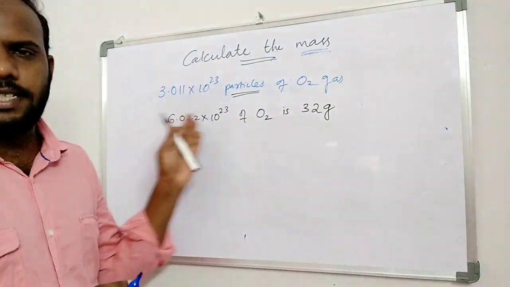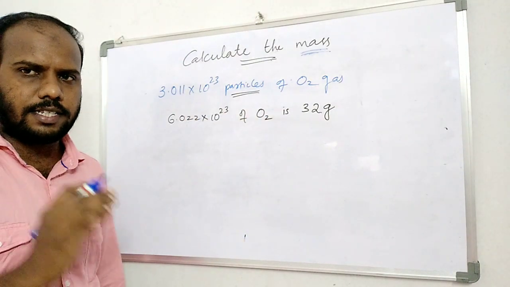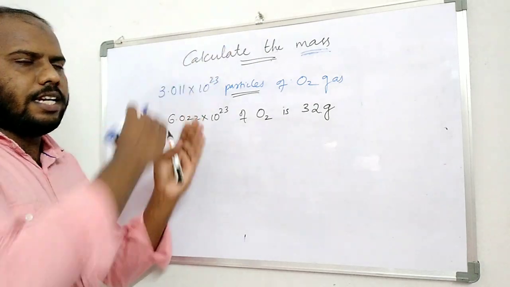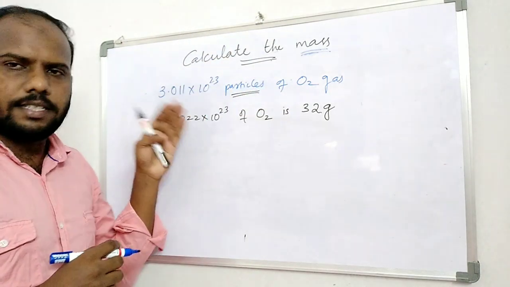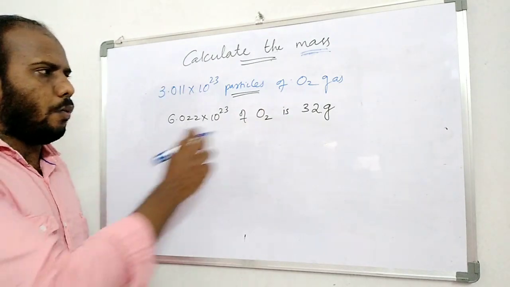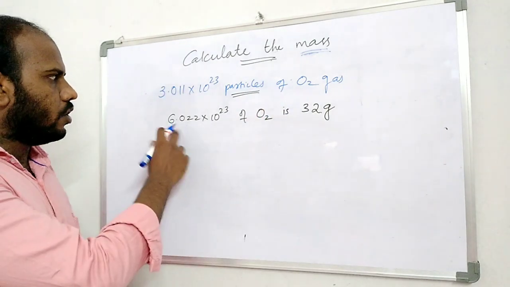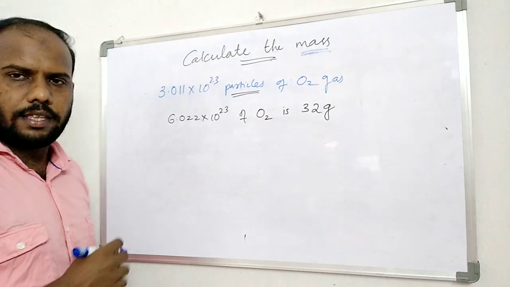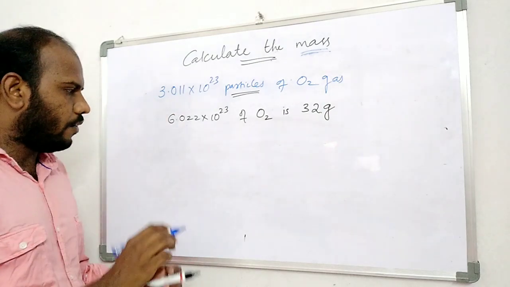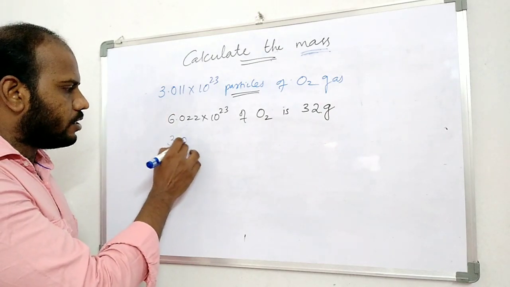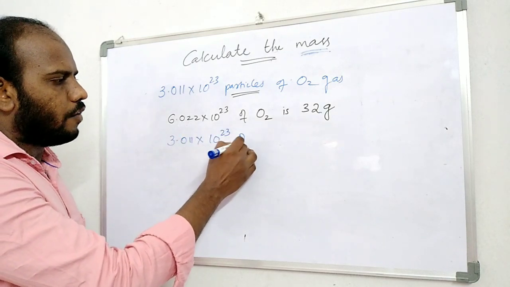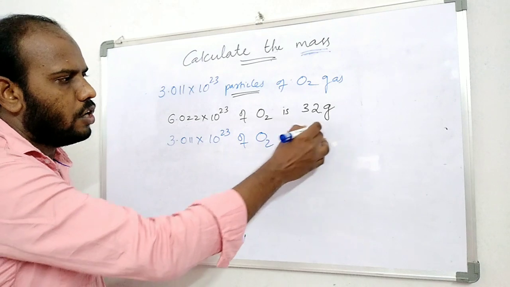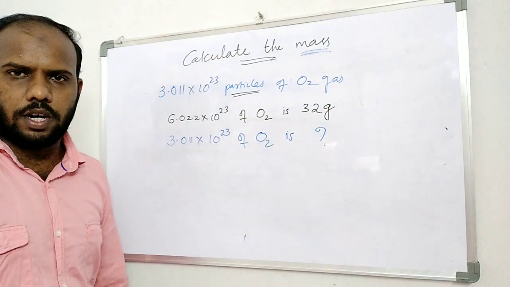So we have taken the standard values. Understand the steps: first step, find out the relation. Second step, from the relation, write the standard value. So we have written. Next, go to the question. The question provided 3.011. So what will you write here? You write: 3.011 into 10 to the power of 23 of oxygen gas is question mark. The real question is to calculate the mass.